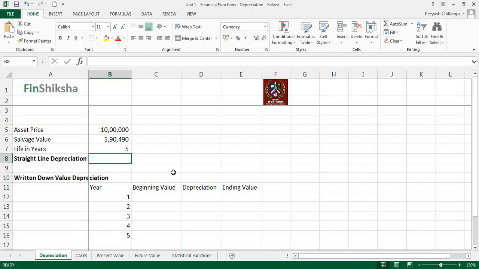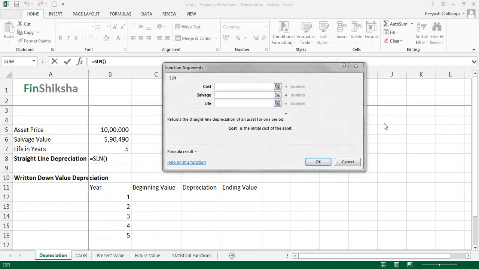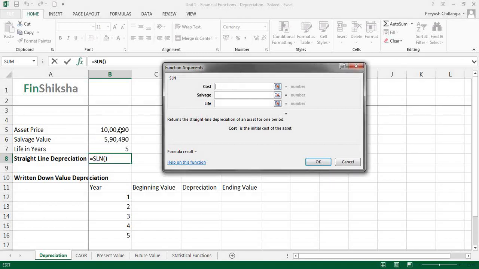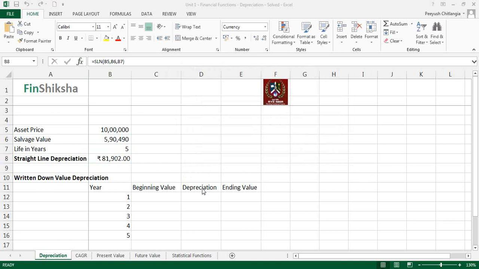We can either calculate it using 10 lakh minus 590,490 and then divide that by 5, or we can use a function called SLN. SLN is essentially the straight line method of depreciation. If you look at the parameters in SLN, you have the cost value, which is 10 lakhs. You have the salvage value, which is 590,490 as per the data given to us. And we have the life, which is 5 years in this case. So let's put the values: cost, salvage, and life. And when we click OK, it gives us a straight line depreciation of 81,902.